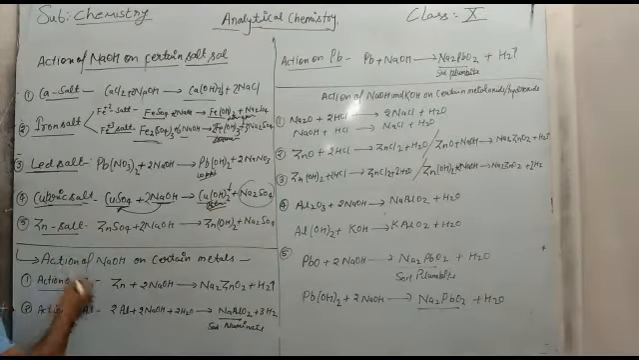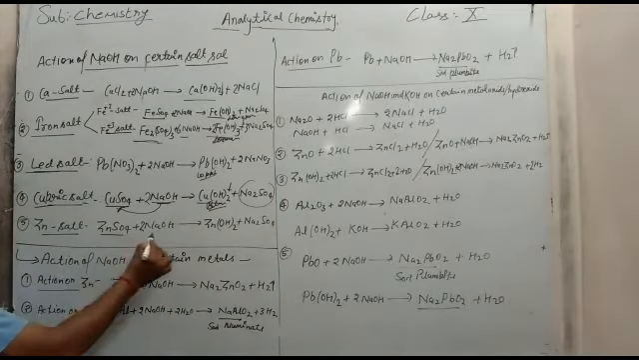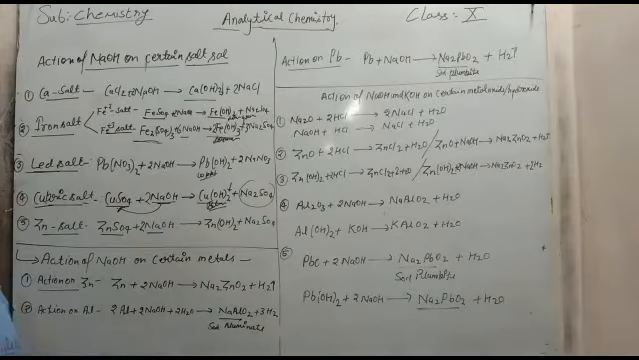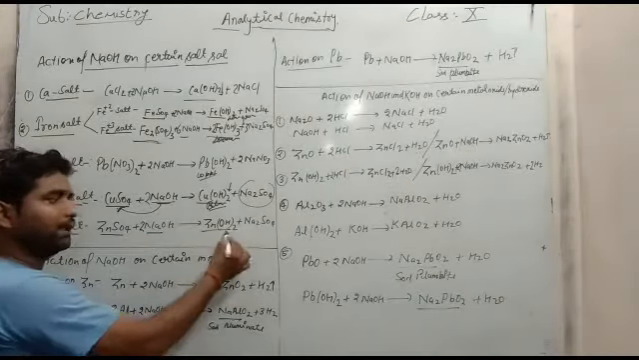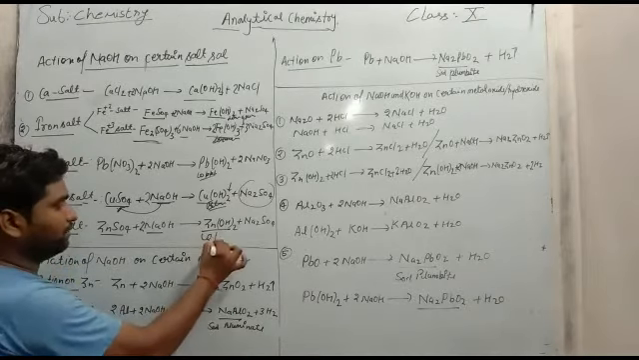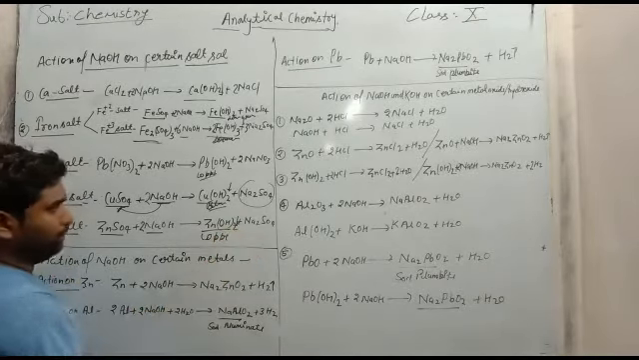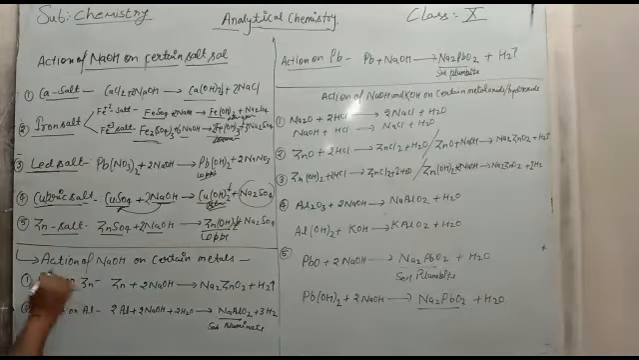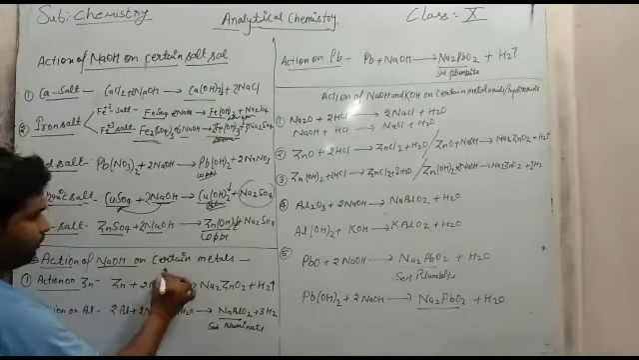In case of zinc salt, when the zinc salt reacts with sodium hydroxide, zinc hydroxide will be formed, and the color of zinc hydroxide is white. What is the color of this PPT? White PPT. Okay. Now next, action of caustic soda on certain metals.